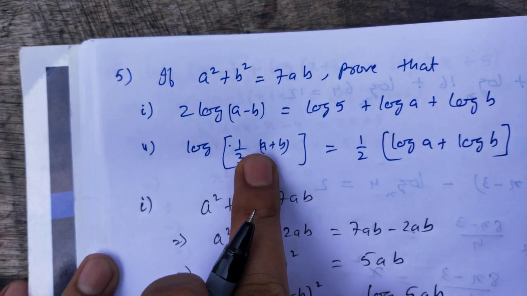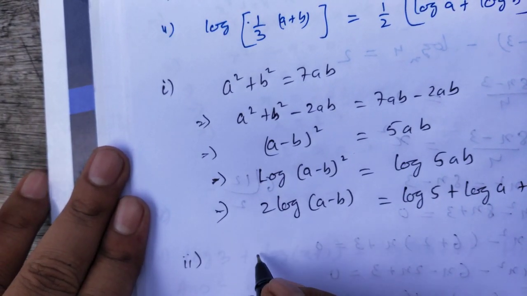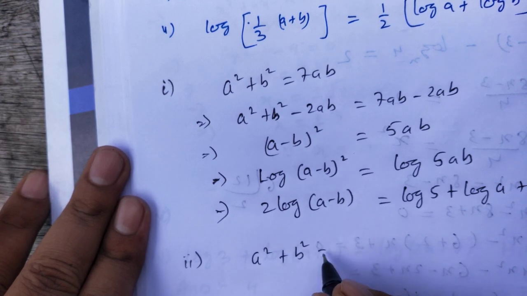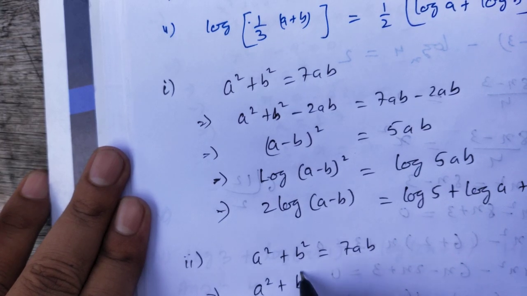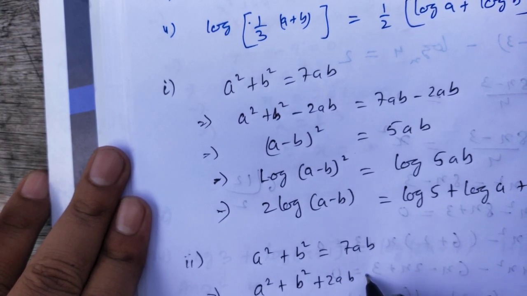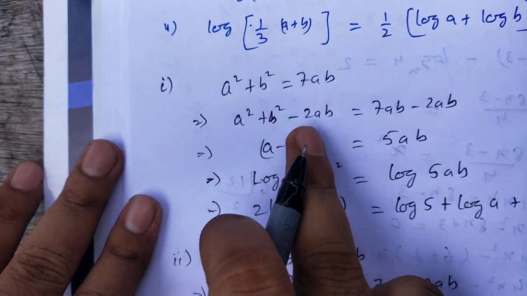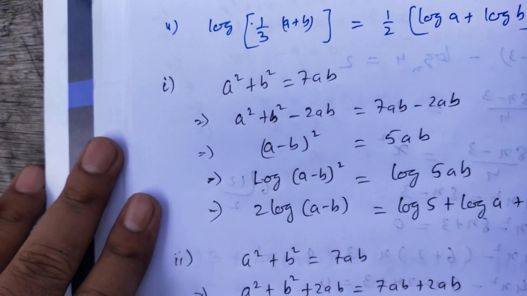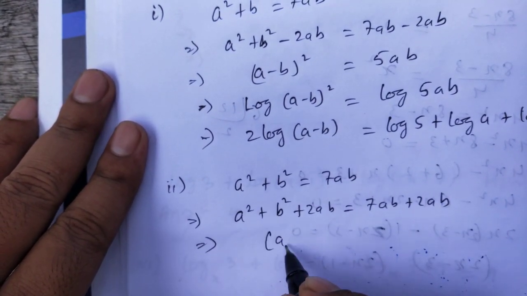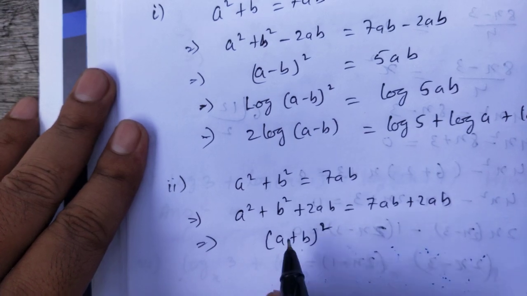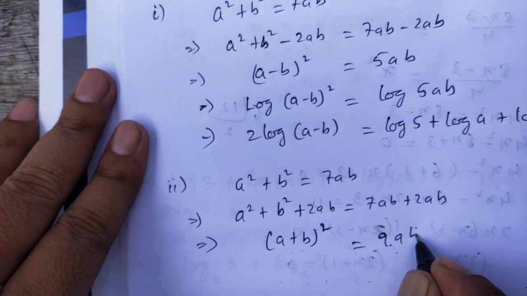And I need a plus b. So for second one, I have to use a square plus b square, whatever is given. I need a plus b whole square, so I'll add 2ab both sides. Here we have subtract 2ab both sides for getting the answer. Here we are adding 2ab both sides to get the answer. So this is in the form of a plus b whole square. A square plus b square plus 2ab is a plus b whole square. And this is 9ab.